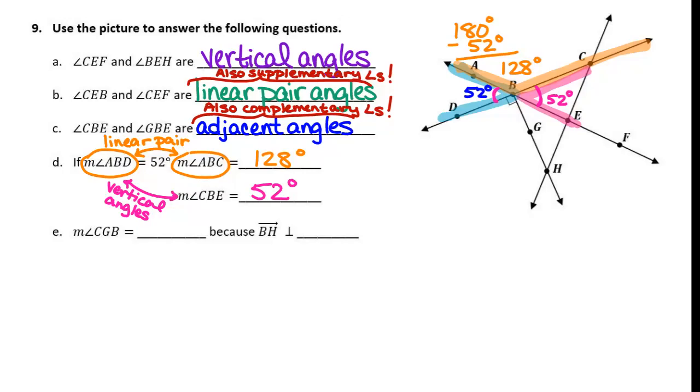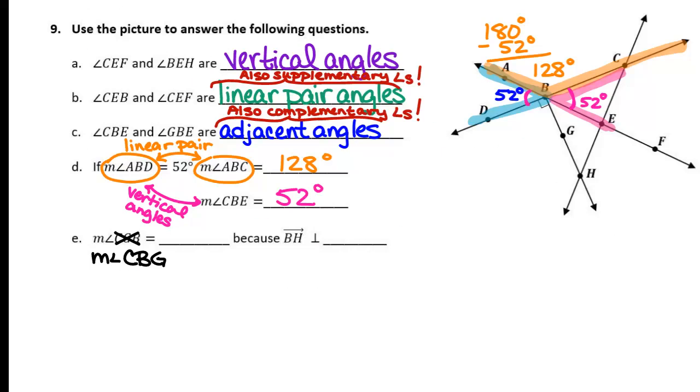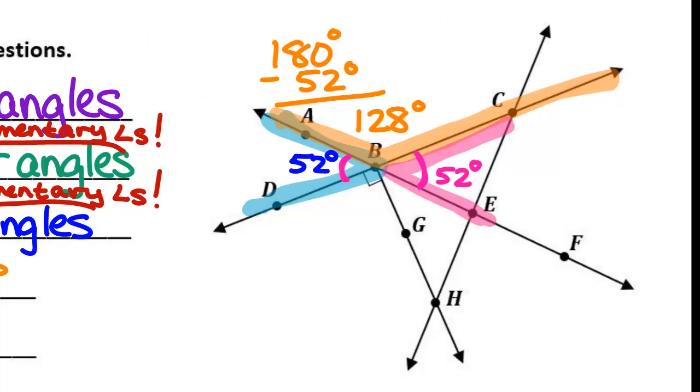All right. Here's where my typo is, right here. The B and the G should be flipped around. It should be CBG. Measure of angle CBG. Well, here's C. Here's B. Here's G. How big is that angle? 90 degrees.